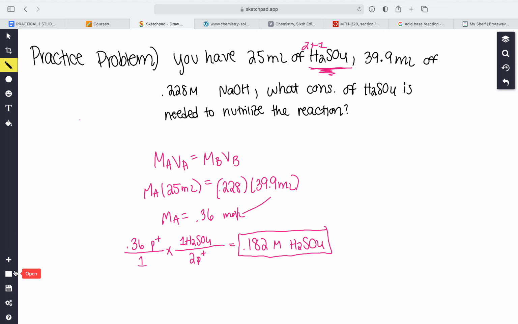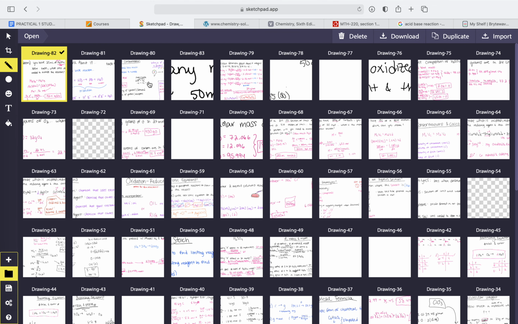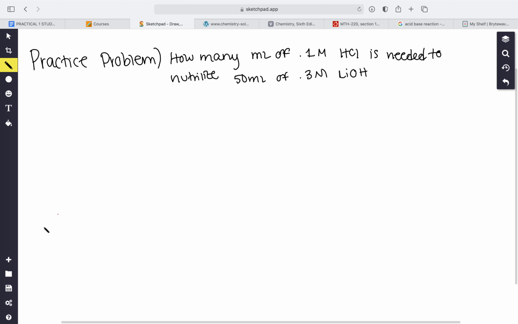Okay, so real quickly, we are going to now look at this other practice problem, which I made up. Hopefully it works out the way that I kind of want it to, but it says how many milliliters of 0.1 molar hydrochloric acid is needed to neutralize 50 milliliters of 0.3 molar lithium hydroxide. So you're going to do the exact same thing. You guys can pause this if you'd like to try it out.